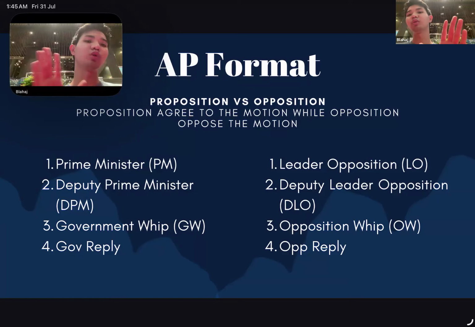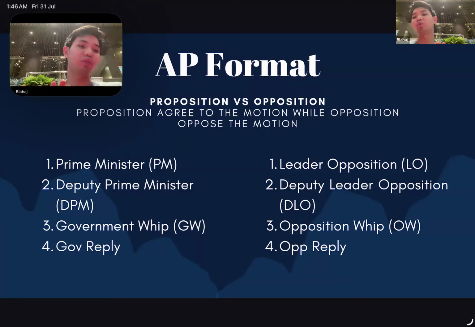In each side, both sides have similar roles, just that the naming is different. On proposition, we have the prime minister, while on opposition, we have the leader of opposition, who are both the first speaker for their sides. For the second speaker, deputy prime minister for proposition, deputy leader of opposition, or DLO. And thirdly is what we call the whip speaker, either government or opposition whip. And the last of the speaker roles in general is reply. So government has their own reply and opposition also has their own reply.